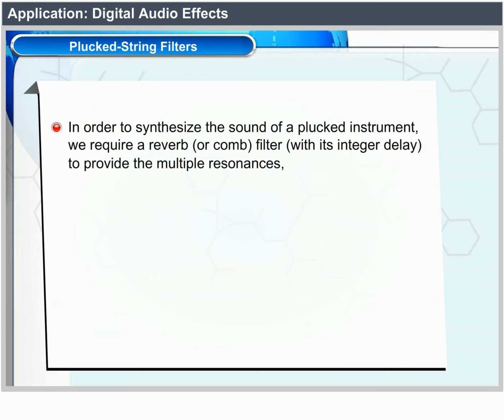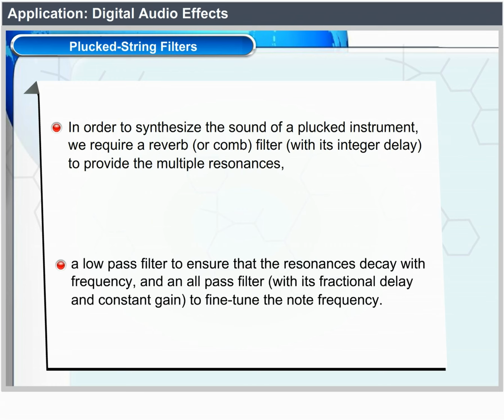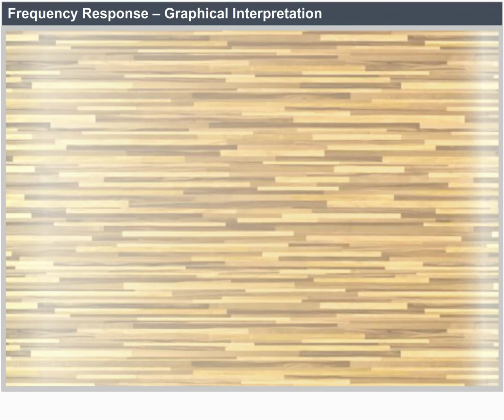In order to synthesize the sound of a plucked instrument, we require a reverb or comb filter with its integer delay to provide the multiple resonances, a low-pass filter to ensure that the resonances decay with frequency, and an all-pass filter with its fractional delay and a constant gain to fine tune the note frequency.